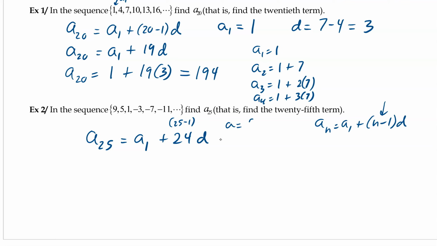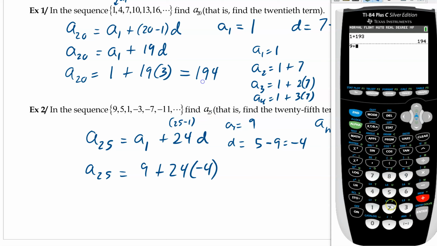All right, so a sub 1 is 9, and the difference is any two numbers subtracted. So I'm going to do 5 and 9. So it has to be 5 take away 9, negative 4. And you have to remember that if it is decreasing, you should make sure that you have a negative number for your difference. So our a sub 1 is 9 plus 24 times negative 4. And we plug it in our calculator, and we get negative 87.